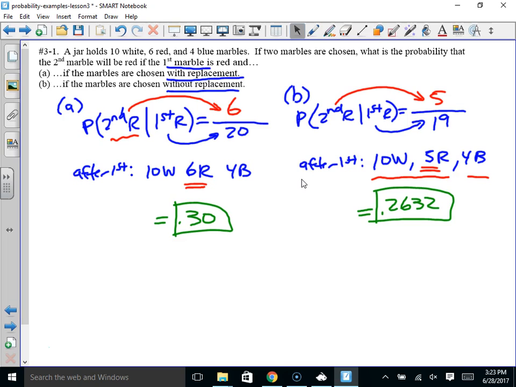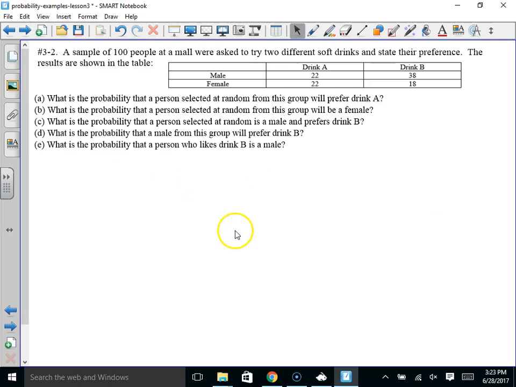All right, so did you get the answer right? Let's go ahead and go to the next problem. We can read it, pause it, and then try it, and then unpause and see if you got the right answer. So this one says a sample of 100 people at a mall were asked to try 2 different soft drinks and state their preference. The results are shown in the table.